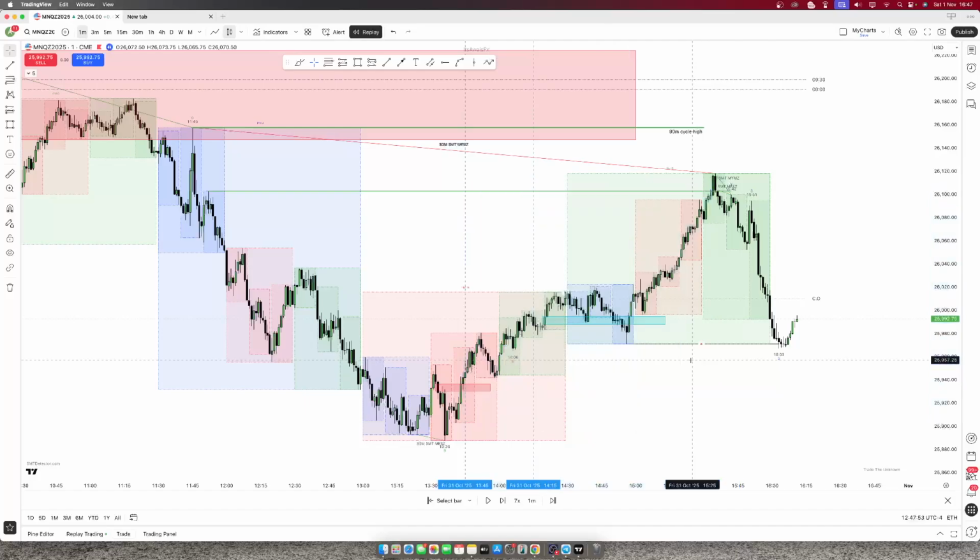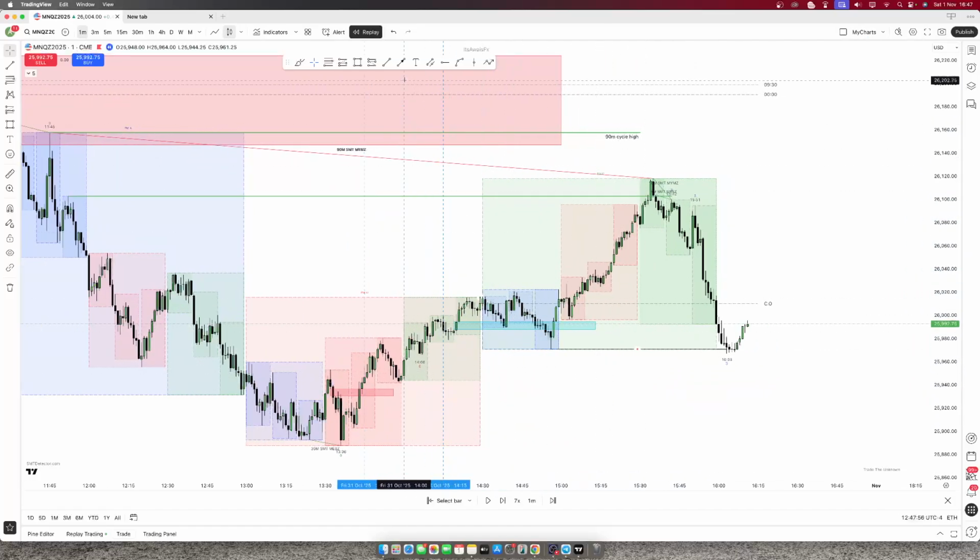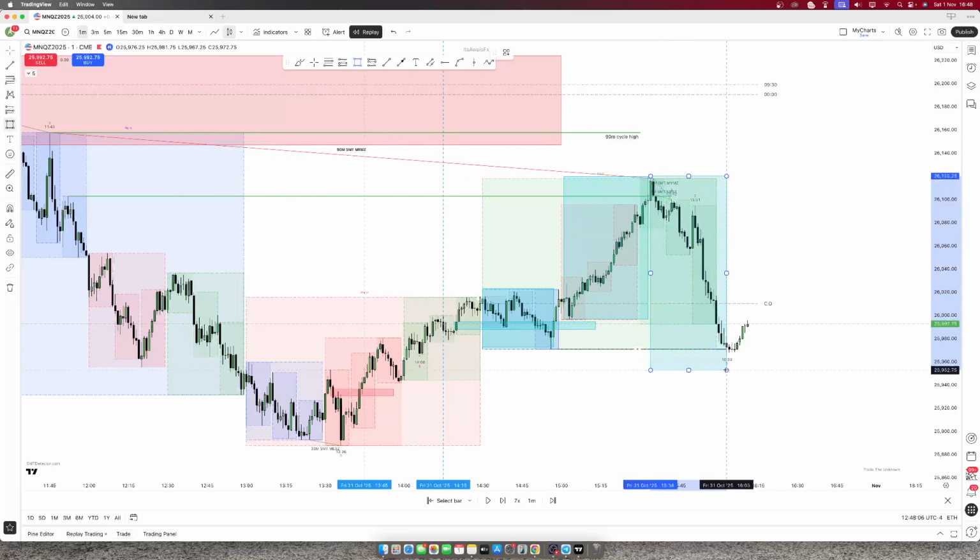And one thing that you could see, right, is what do we have here? Accumulation, manipulation, and then we had distribution in the final half an hour of the day to finish this market maker model. This was a market maker sell model. Look where price started to slow down, took out this low. So this is what I'm trying to tell you.